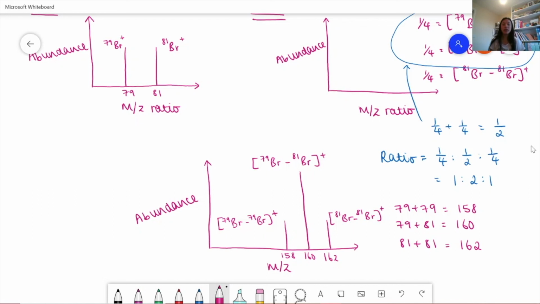So the key things to remember are that we get the m/z ratios from adding up their mass numbers, and we get the ratio from looking at the probabilities. So we knew that there's an equal abundance of both of these bromine atoms, the 79 and the 81. And so we found the probabilities by multiplying two halves together to get the probabilities for forming a bromine molecule from two 79 atoms or two 81 atoms. And then for 79 and 81, we had to add two of those together. And so we got the ratio of 1 to 2 to 1.